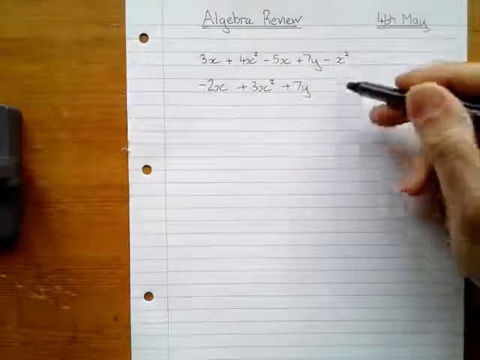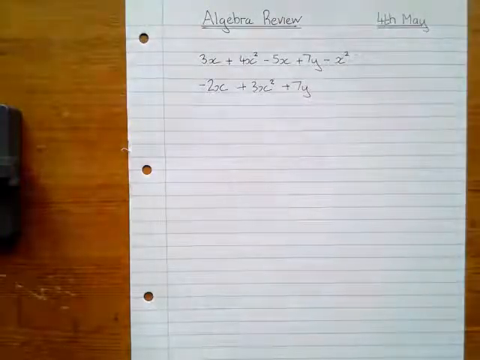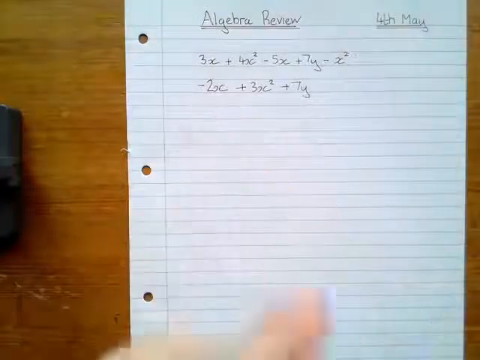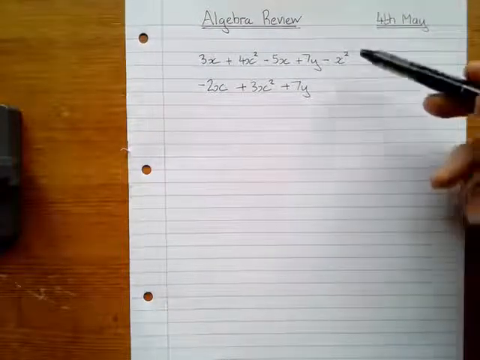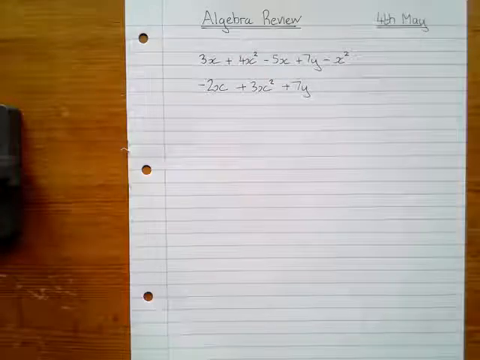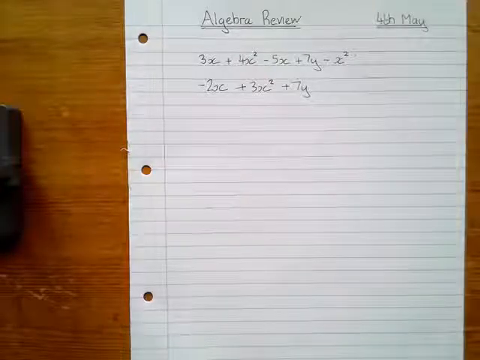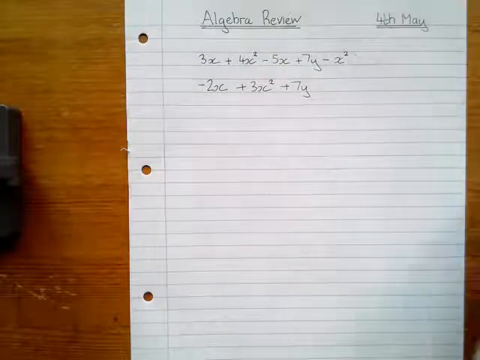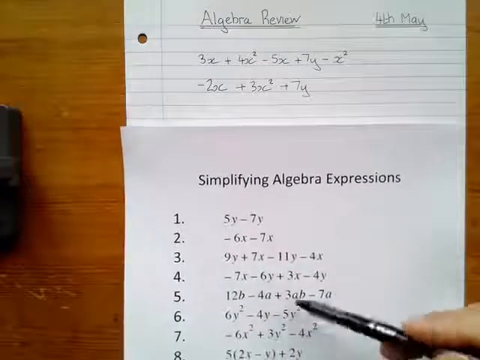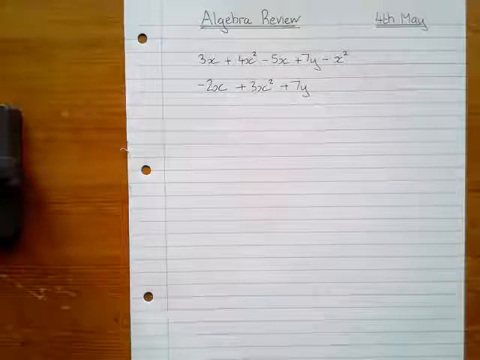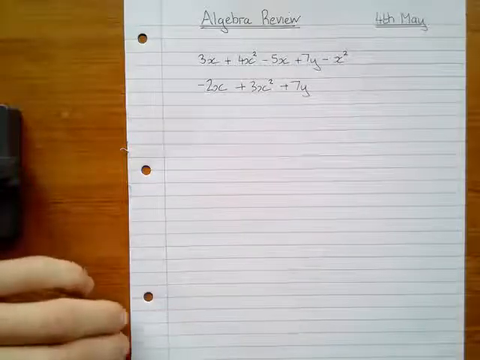Going from there to there is called simplifying. And once you get to this point here, that's as far as you can go. There's nothing more I can do with that expression. I have simplified it. And that's what you're going to be doing today with your questions. You're going to be starting with some algebra and simplifying them. Here's a few of the ones you're going to be doing today. So, that's the basis of what we're doing today.